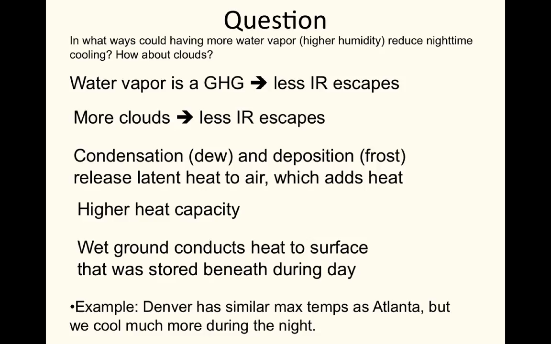For an example here, Denver actually has similar maximum temperatures as Atlanta, Georgia in the summer. However, our nighttimes are much cooler because we're drier and we cool much more efficiently during the nighttime.